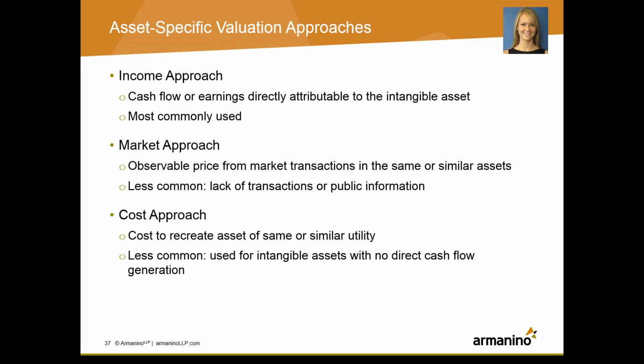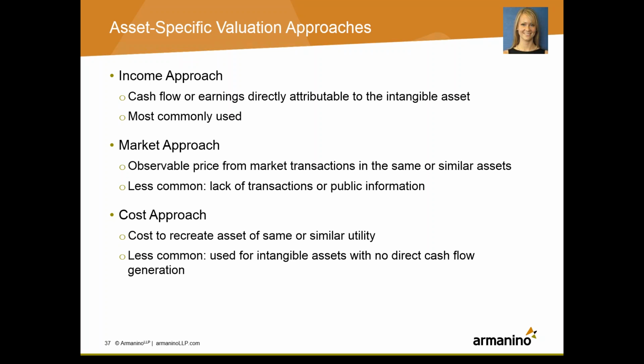So here are the three main approaches. The income approach is typically very similar to a discounted cash flow model. It is very commonly used in purchase price allocations. There's the market approach, where we would try to get observable data from market transactions of similar assets. This is oftentimes very difficult to get, and the lack of data out there makes the market approach less common in identifying intangible assets and valuing them.